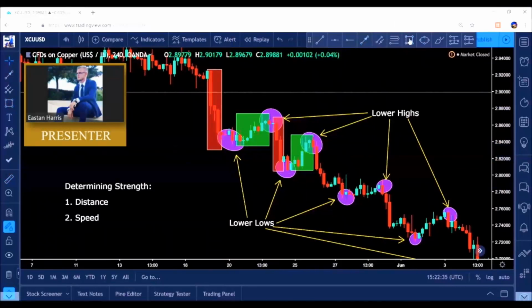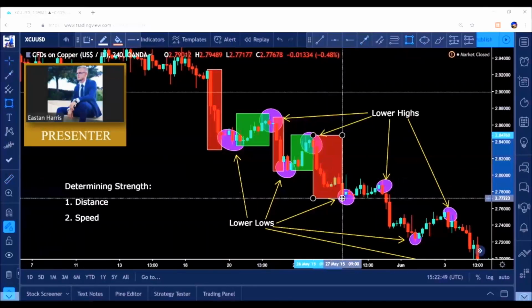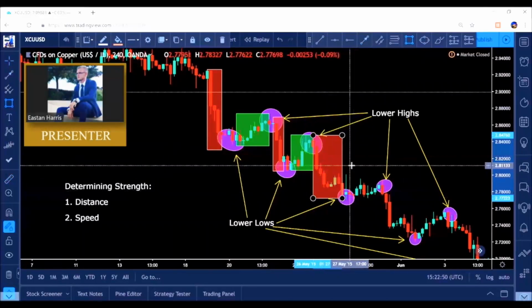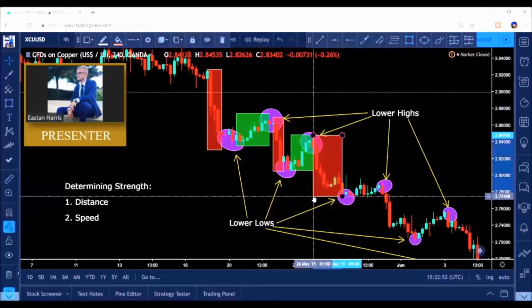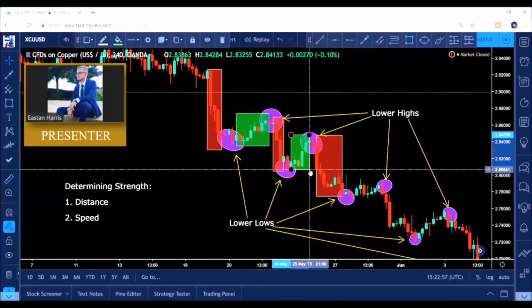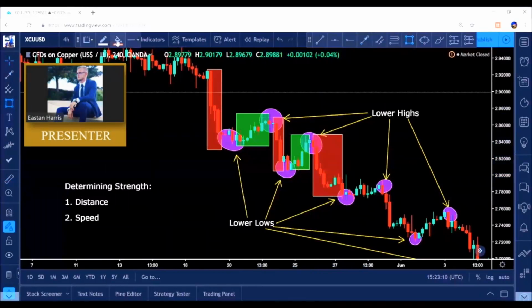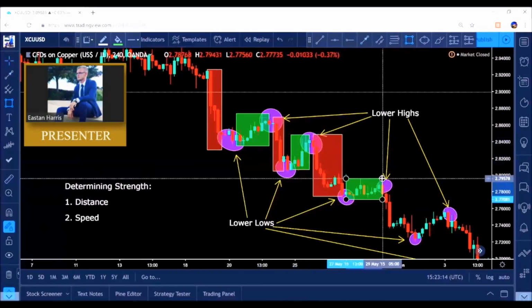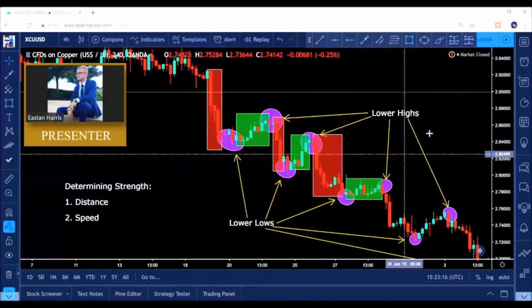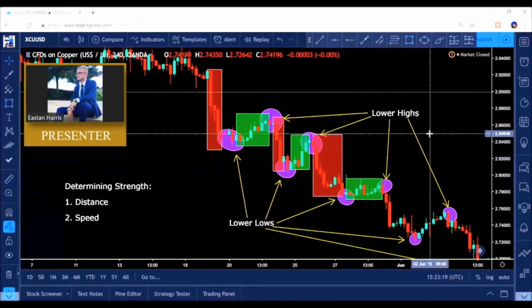All right, let's look at the next one. Sellers come in and push price all the way down to this area. I'm going to break this box apart just so we're not getting confused here. Sellers push the market down. How did the buyers do? That was pathetic. The sellers are in control.